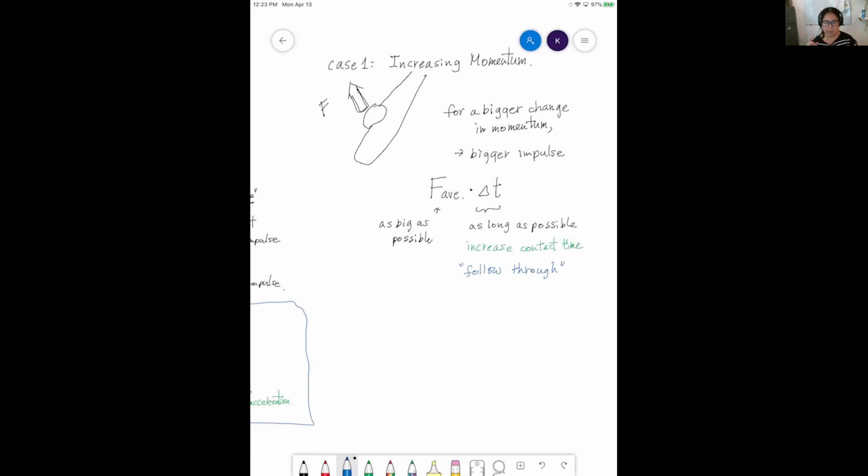You want to hit it. Same thing with golf. You're hitting the golf ball, and with the golf club, you want to give as much force as possible, and you want to follow through. So this is case 1. To increase momentum, you want a bigger change in momentum, bigger force, and as long as possible.